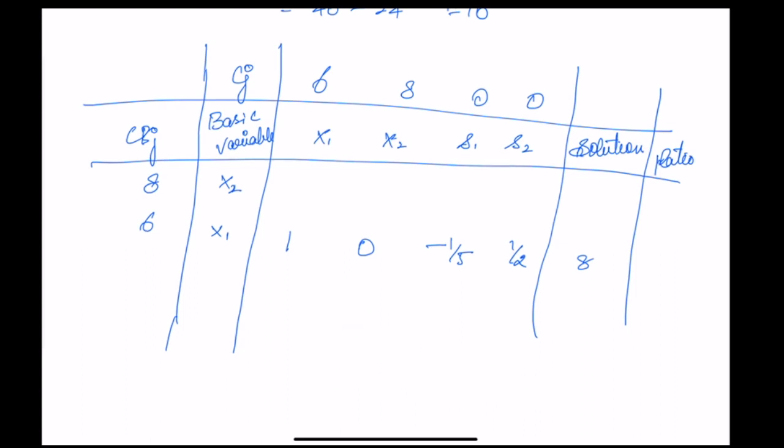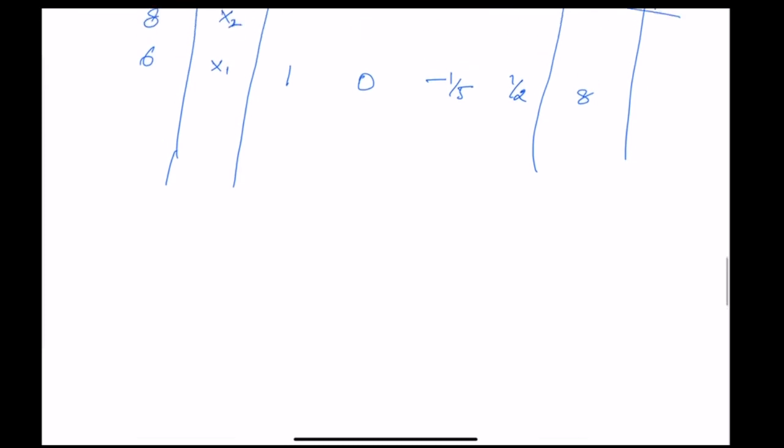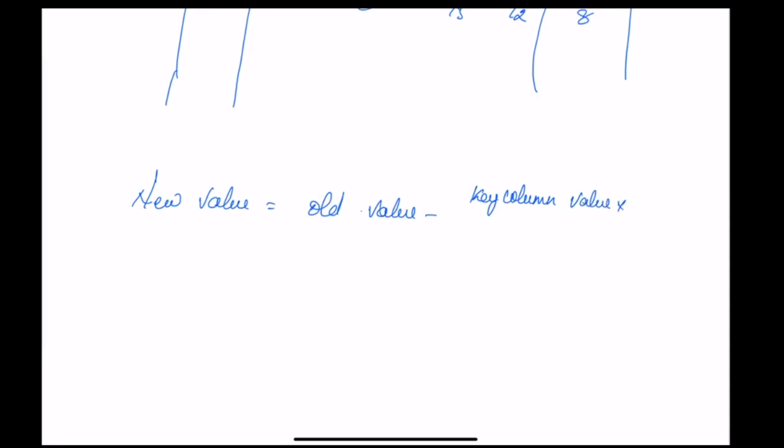Next, we shall use the formula to find out the new value. Once again, let me write the formula. New value is equal to old value minus key column value into key row value divided by key value.